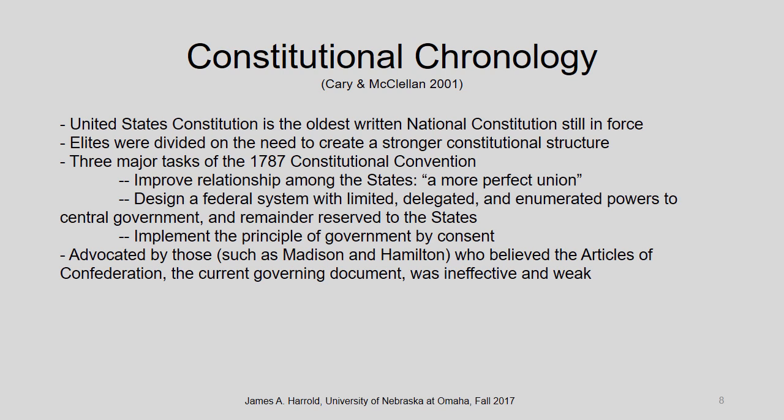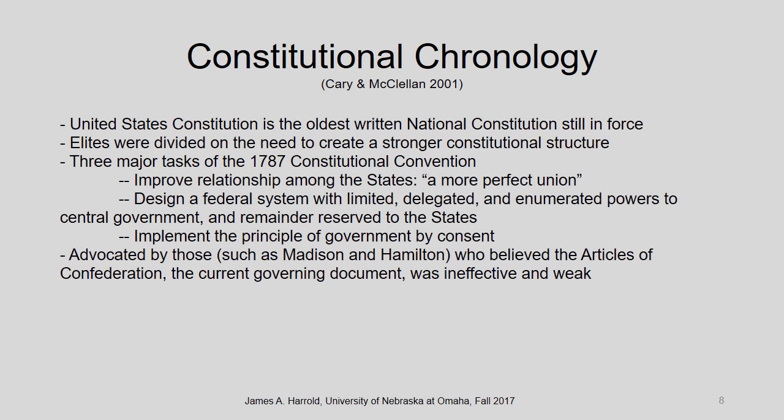How it came about is that elites were divided on the need to create a stronger constitutional structure. And so the Constitutional Convention of 1787 was finally called to improve the relationships among the states. And that is where we get this line in the preamble, "in order to form a more perfect union." So it did design a federal system with limited delegated and enumerated powers to the central government, that is the national government, and the remainder to the states.